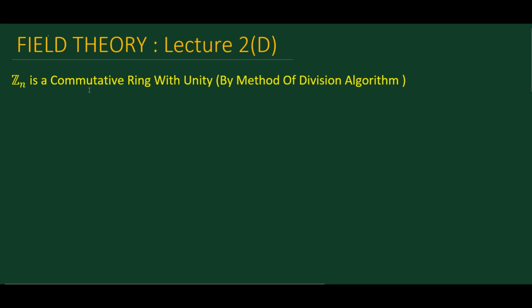So in this lecture we present another method to prove that Zn is a commutative ring, and the method we will discuss here is the method of division algorithm. Here the set under consideration will be the set of remainders of a positive integer n, that is, the set of remainders of n when any integer is divided by n. We will explain each and every concept to prove that Zn is a commutative ring with unity using the method of division algorithm. So without delaying, let's start the lecture.